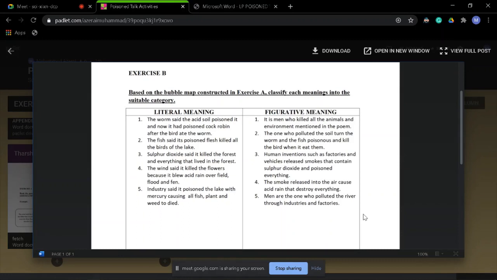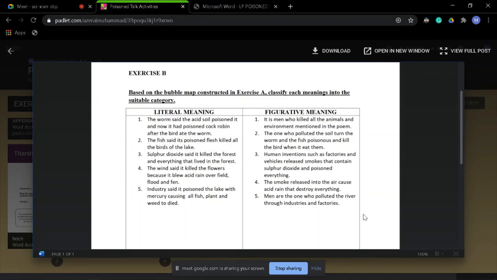So the third one, Sumitra will read. Alright. Can you hear me, sir? Yes. Okay, the third one, sulfur dioxide said it killed the forest and everything that lived in the forest. The figurative meaning is human inventions such as factories and vehicles release smokes that contain sulfur dioxide and poison everything.